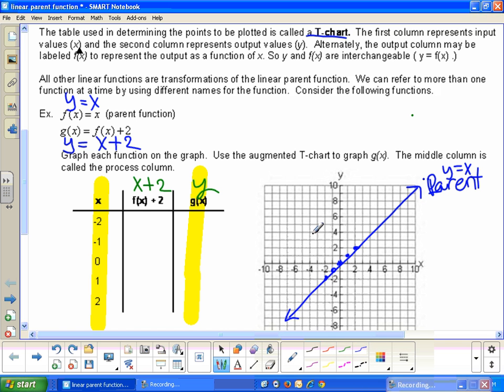So, if x is -2, what's -2 plus 2? 0. What's -1 plus 2? 1. 0 plus 2. And we're going to continue. Ready? Plot the point. -2, 0. -1, 1. 0, 2. 1, 3. 2, 4.